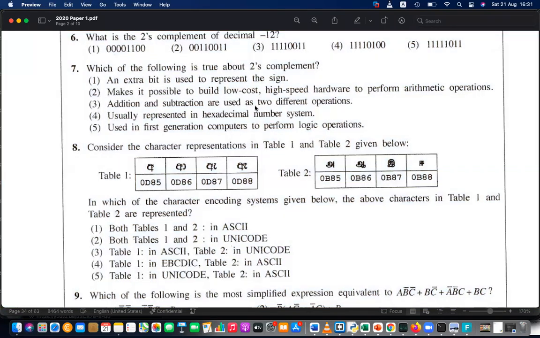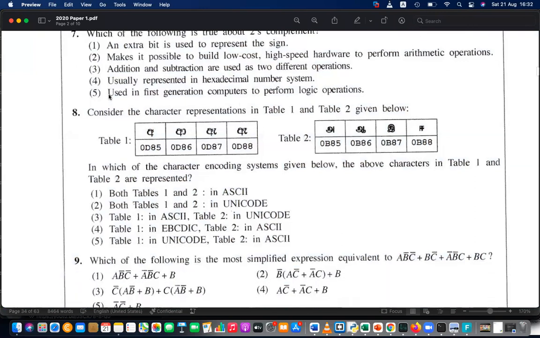Addition and subtraction use 2 different formats? No, both are the same. Both use addition. Usually represented in hexadecimal? No, represented in binary. The first generation computers to perform logic operations? No, we are still using 2's complement. Right, then answer 2 is the correct one. I think it's easy, right? Did you understand that? Yes, sir. Okay, then question number 8.